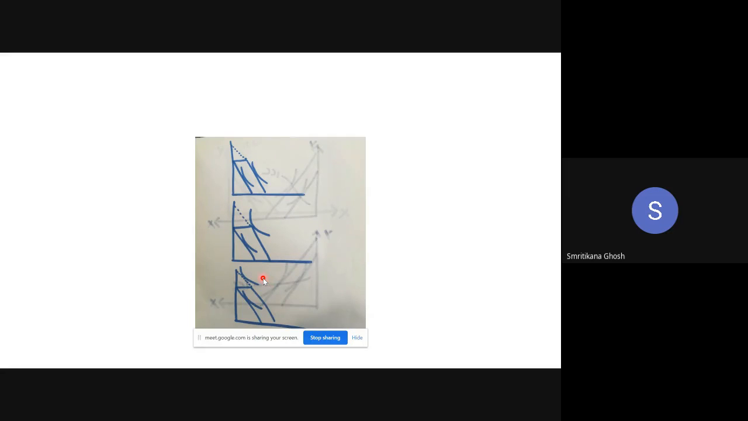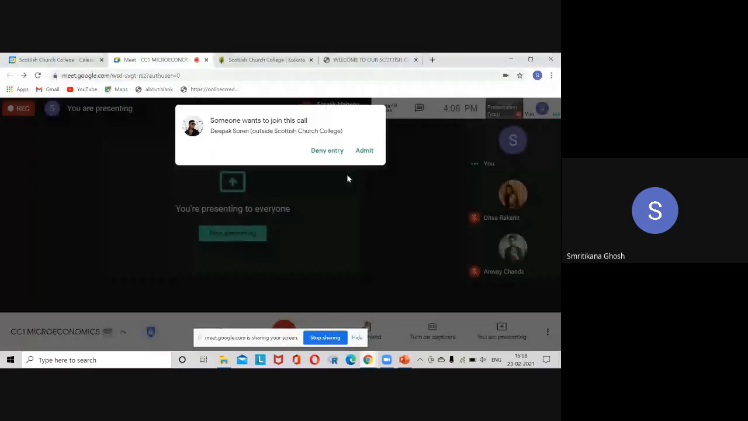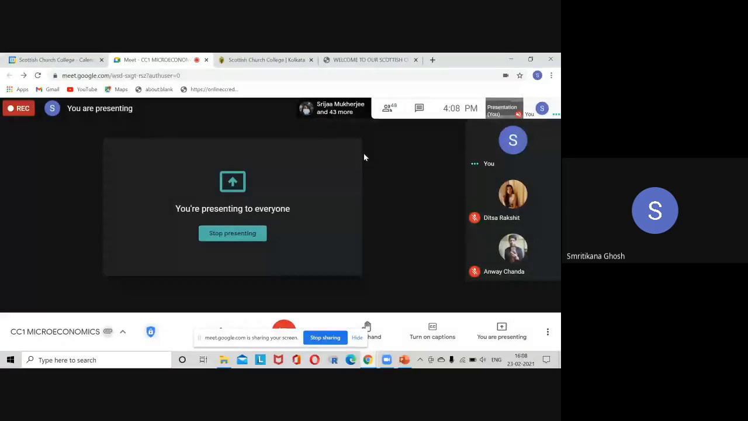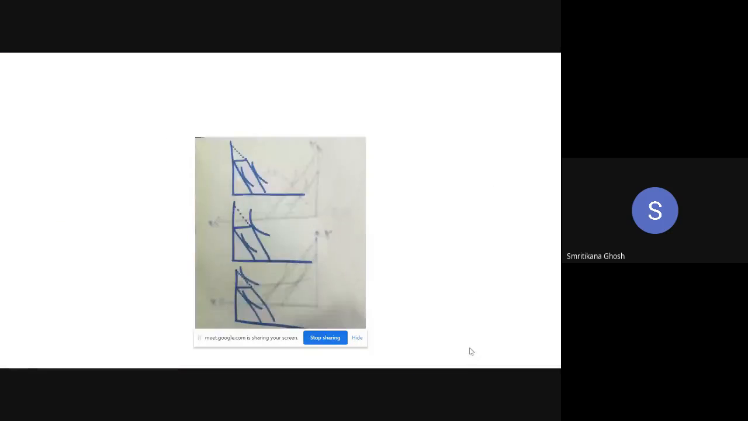Only for the third diagram, there is a choice. Only in the third type of situation does the consumer have a choice. Here the consumer prefers subsidy in cash, not subsidy in kind. But for the first and second, there is no choice. The consumer is indifferent.